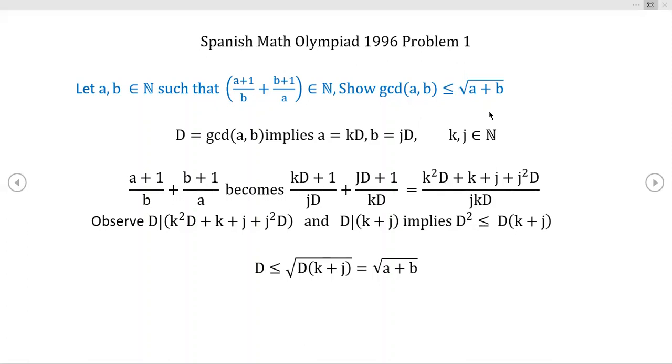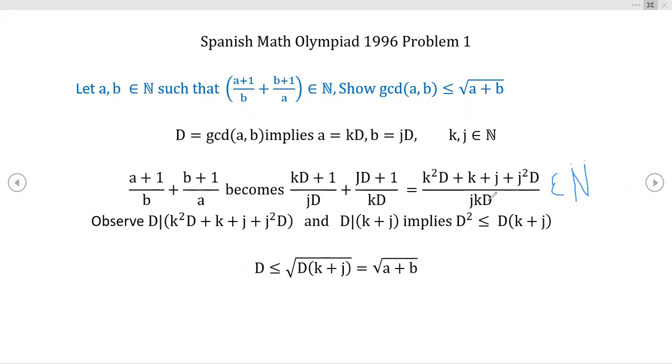Now notice here that this piece right here is still a natural number. That's by supposition, by the premises of the problem. This entire expression is still a natural number because all we did was re-express it in terms of these substitutions. Now, for that reason, D has to divide this number.